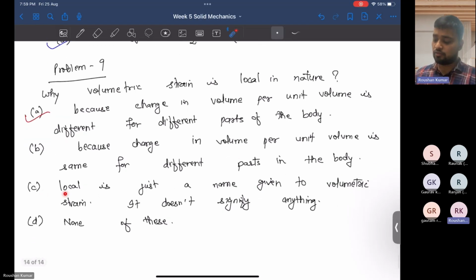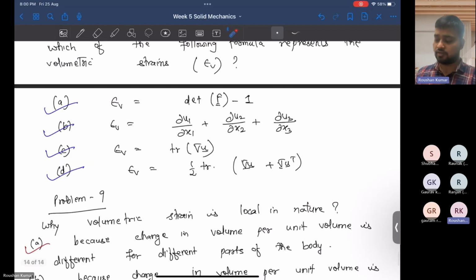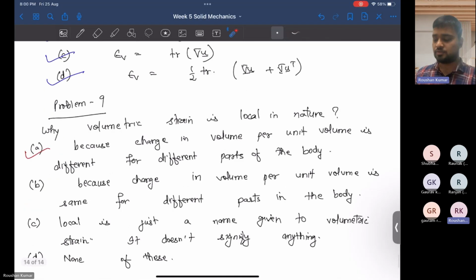And the third option is local is just a name given to volumetric strain. It doesn't signify anything. No, this is not correct. Local is not just a name, because whenever we say volumetric strain, it is local in nature. That means at every point in the body, there is a different volumetric strain. And the fourth option is none of these. So the only correct option is option A.